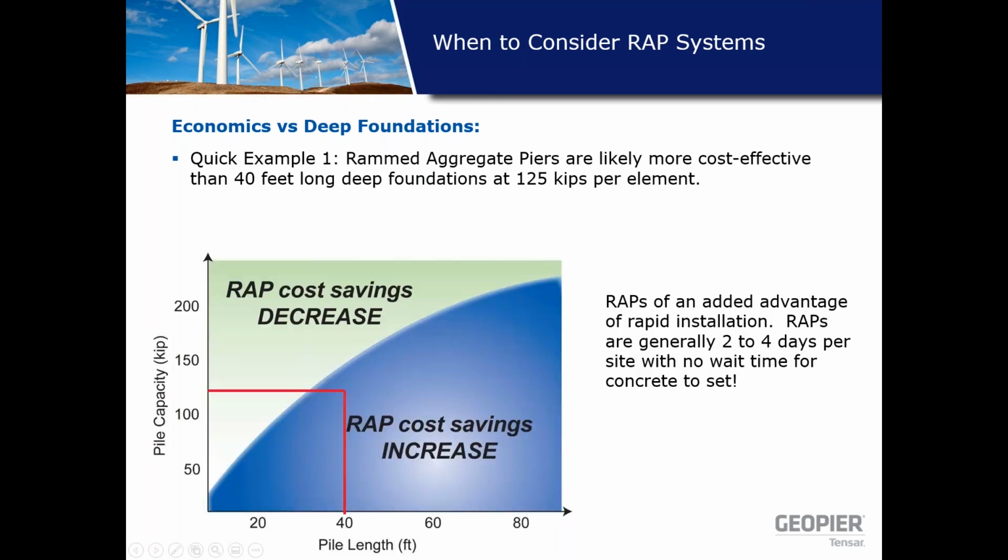So as an example, if you had a job where to get capacity, you had 40-foot long deep foundation elements at 125 kips, you're probably better off using rammed aggregate piers. It'll be a more cost-effective solution. In particular for a wind turbine project, you'd also have the advantage of schedule, as these jobs can be installed in 2 to 4 days. You don't have to wait the 7 days for the concrete to set. As soon as we're done putting the piers in the ground, you're able to go out and excavate the foundations.